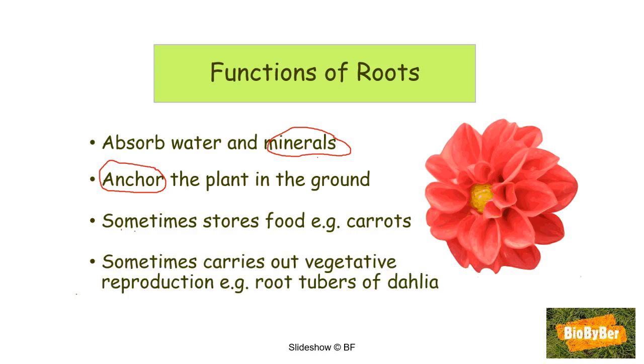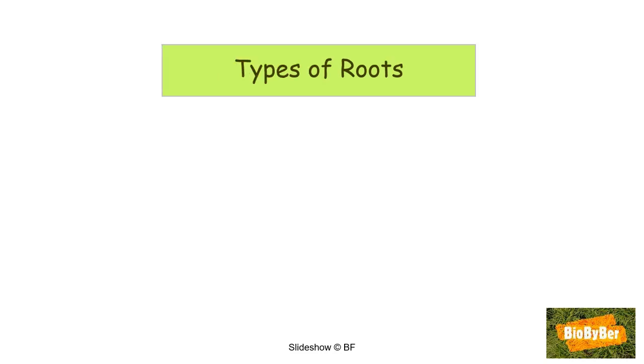The last function here, which I like to include, is that roots sometimes carry out vegetative reproduction or asexual reproduction, which we'll be studying later. Some roots, like the root tubers of dahlias, which are swollen roots, if these roots are separated and they contain a shoot at the top, then each separated root has the capacity to produce a new plant on its own. This is why root tubers carry out vegetative reproduction, an important function of some roots.